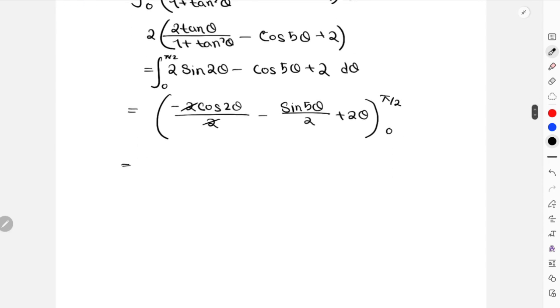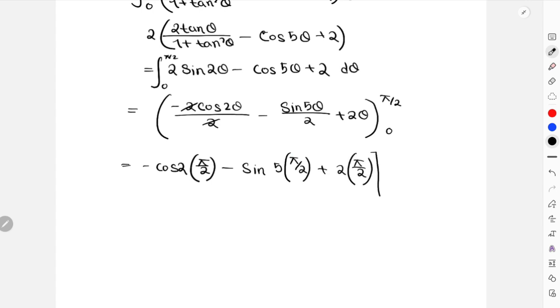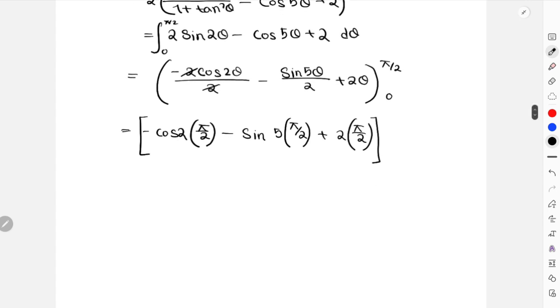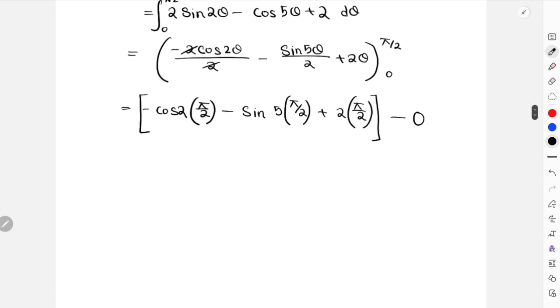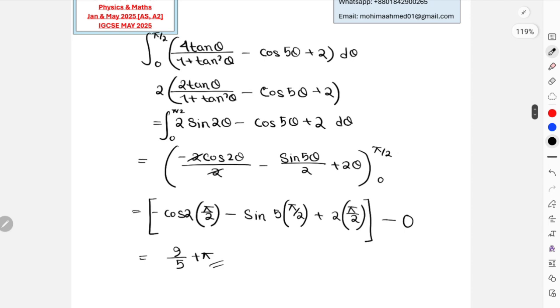Now this turns out to be negative cos 2 pi by 2 and then minus sine 5 pi by 2 plus 2 pi by 2, right? This entire expression will be subtracted with 0 again. So if you calculate all of these things, your final answer should be in terms of 9 over 5 pi. That is your final answer for the integration of this trigonometric equation. After this, we'll move on to your next calculations.